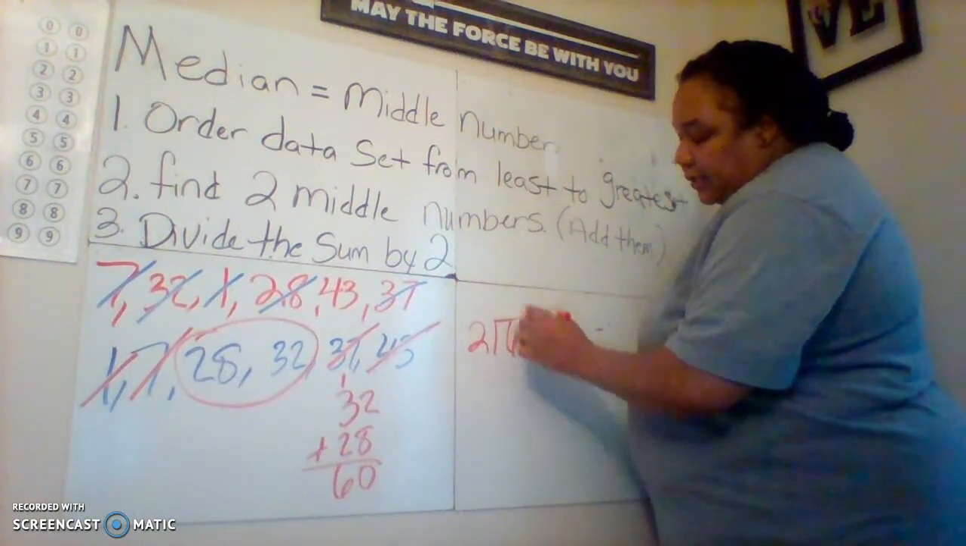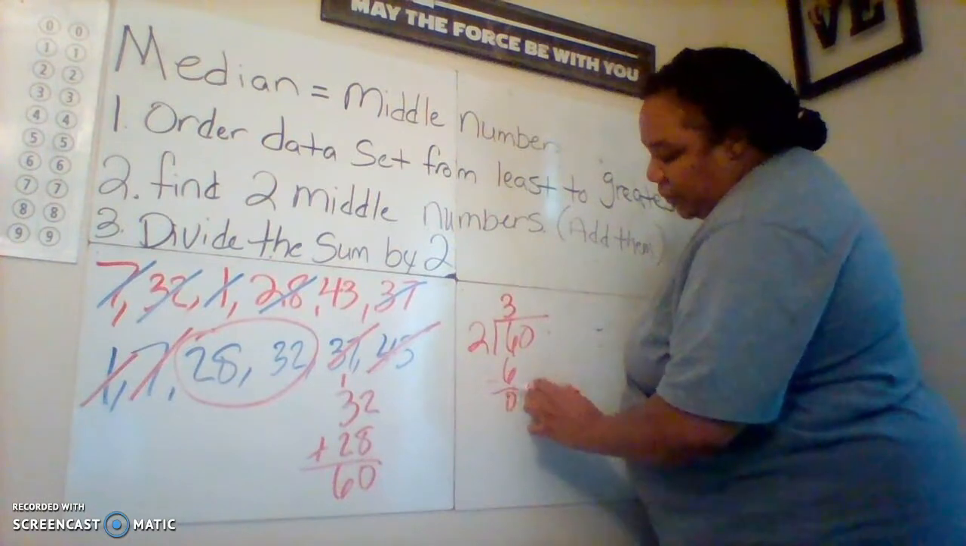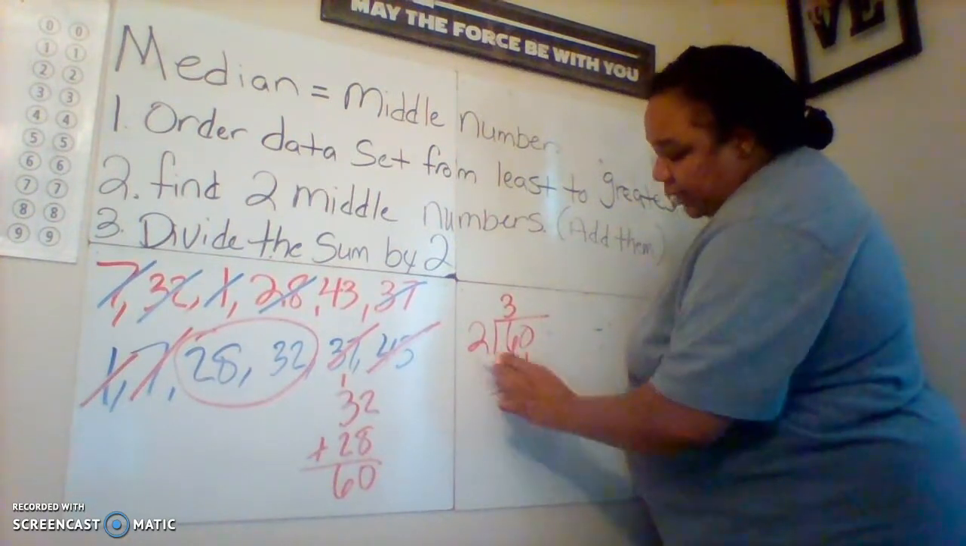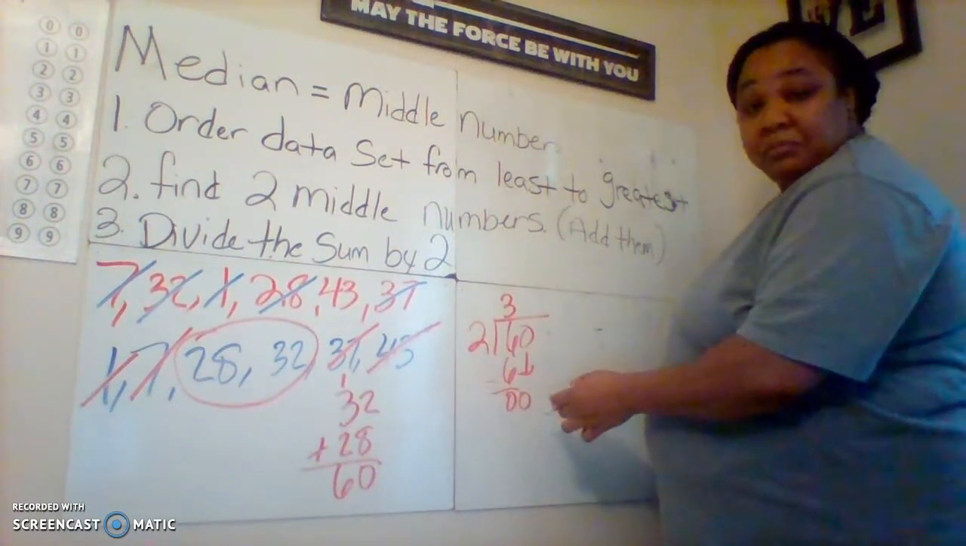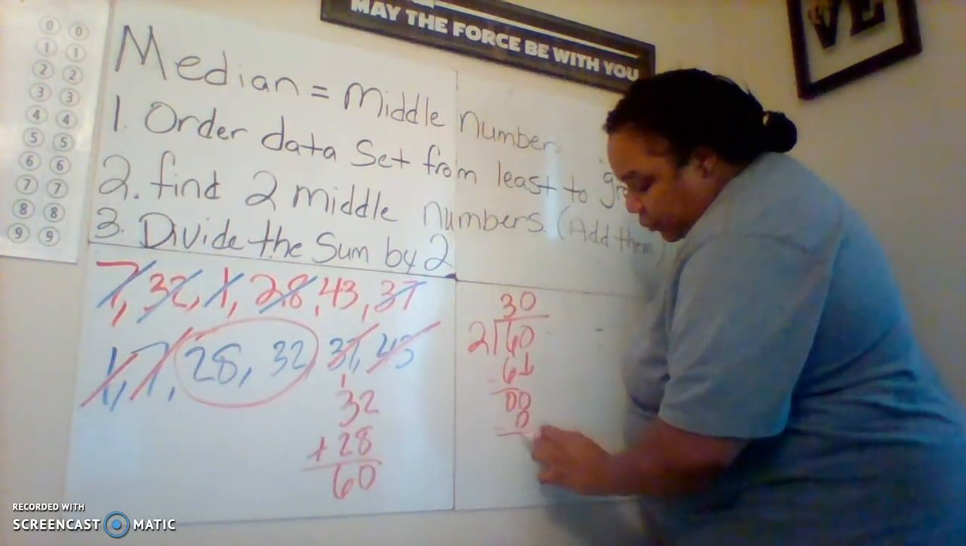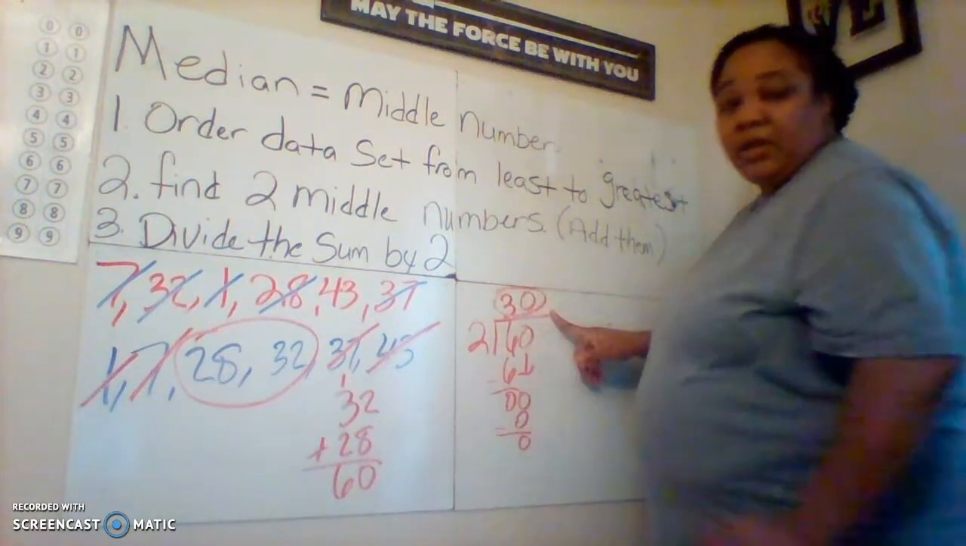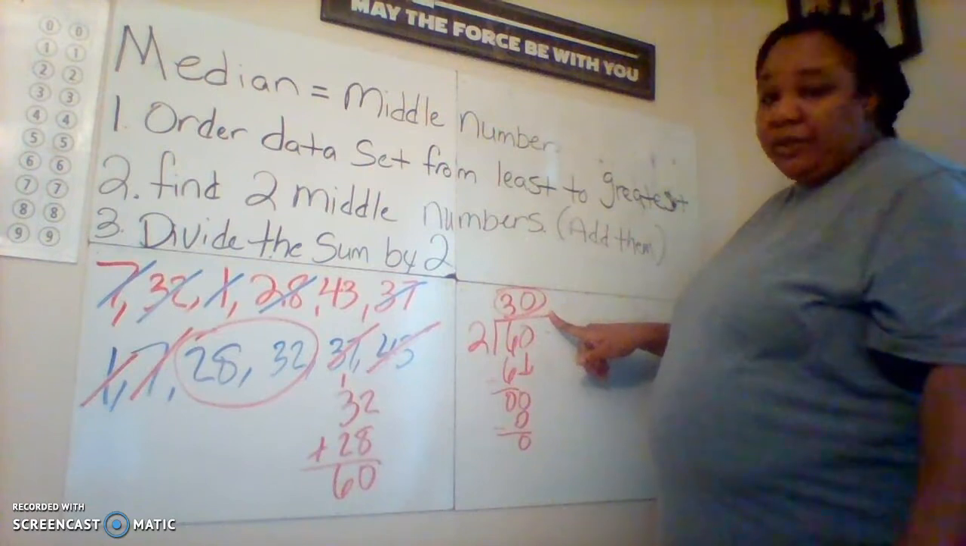2 goes into 6 3 times. 2 times 3 is 6. Subtract, 0. Bring this 0 down. Can 2 go into 0? Nope. 2 goes into 0, 0 times. Subtract 0. So our median for this data set is 30. Our median is 30.